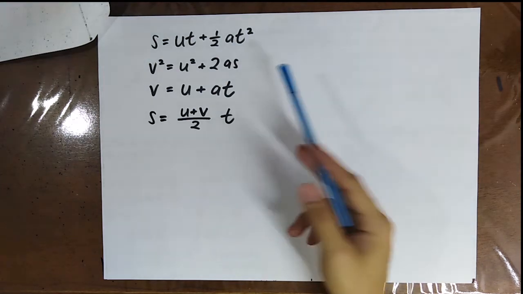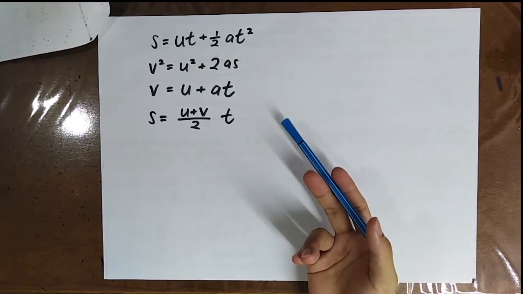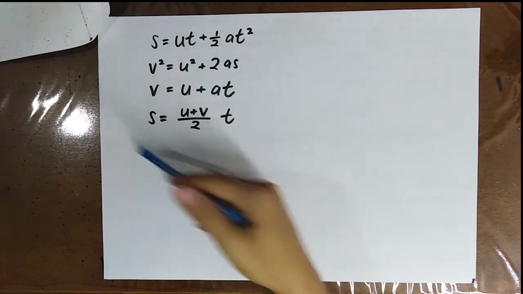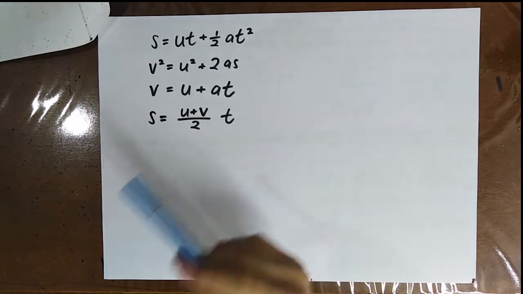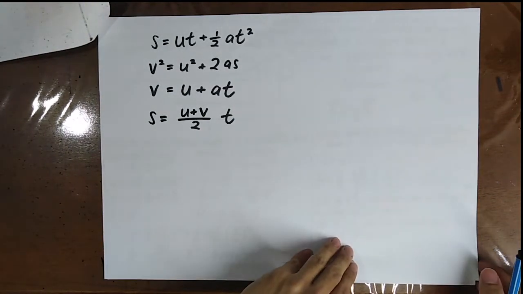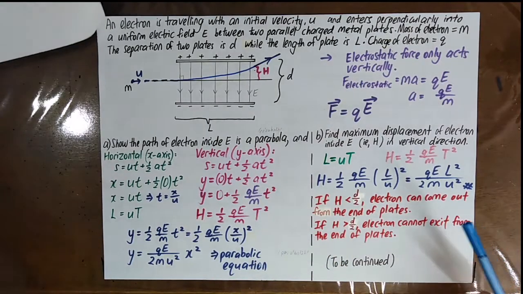Okay? So for example, in simple harmonic motion, you know that the acceleration is directly proportional to the displacement from the equilibrium position. Can you still use these formulas? Of course not anymore. Okay? These formulas are only applicable when a is constant.